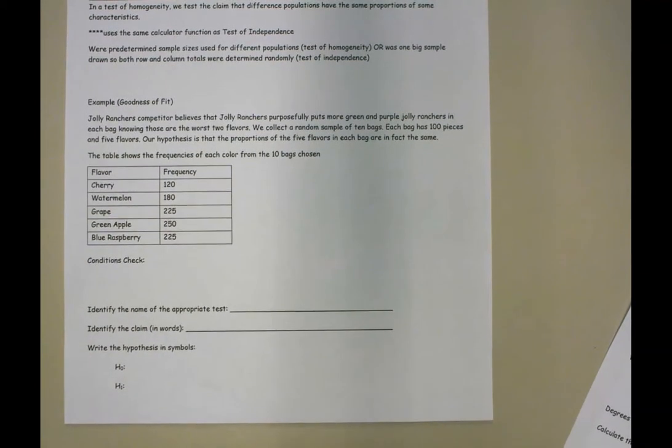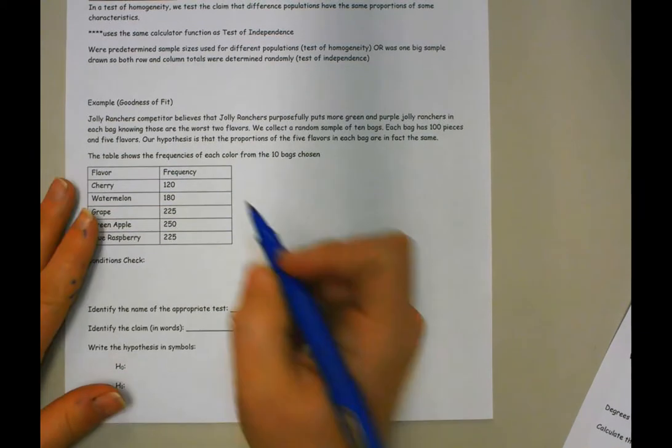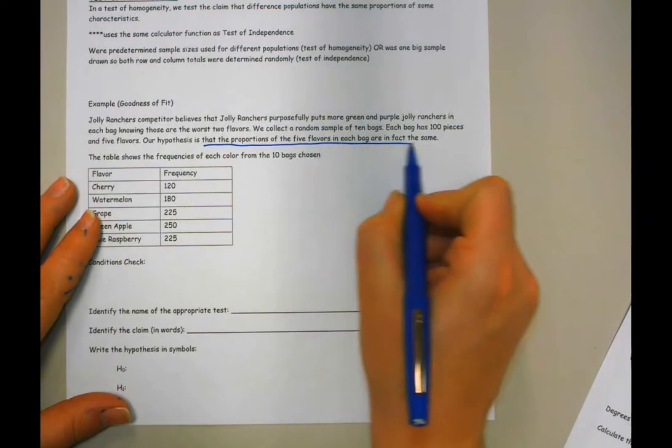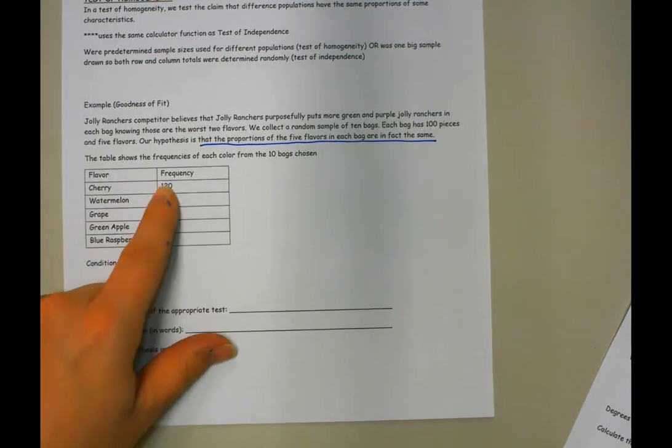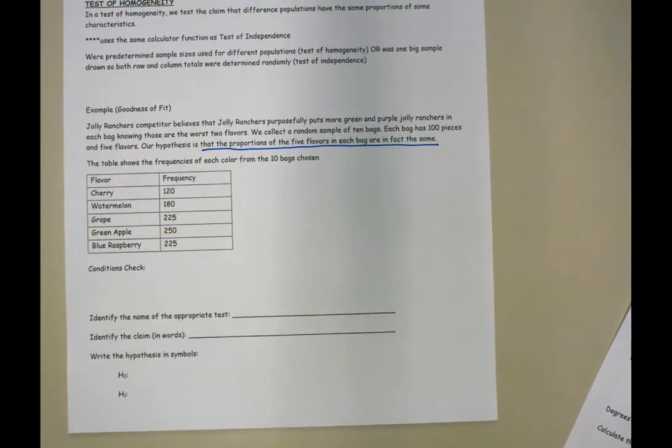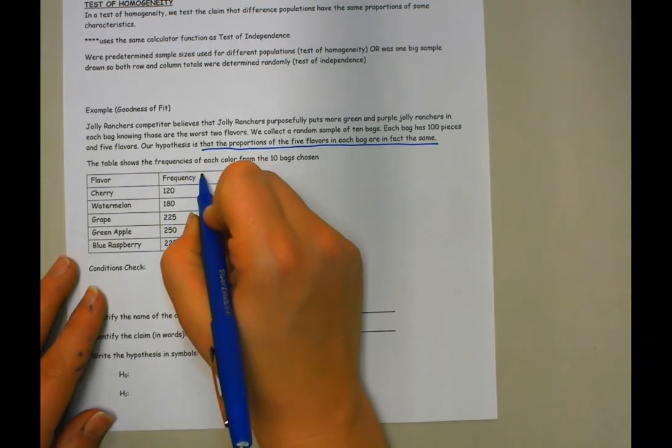It says Jolly Ranchers competitors believe that Jolly Ranchers purposely put more green and purple Jolly Ranchers in each bag, knowing that these are the worst two flavors. We collect a random sample of 10 bags, each bag having 100 pieces and 5 flavors. Our hypothesis is that the proportion of the 5 flavors in each bag are in fact the same. So we're testing the claim that the proportion of the 5 flavors are in fact the same. We have some data here. We observed these values, and we want to see if they match up to the expected values that we're claiming. So these are our observed values.